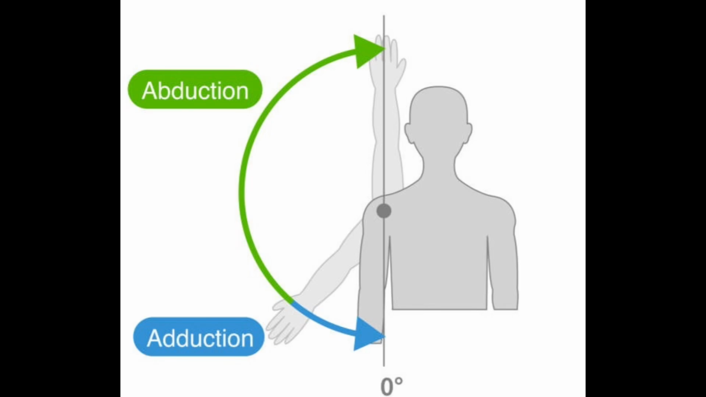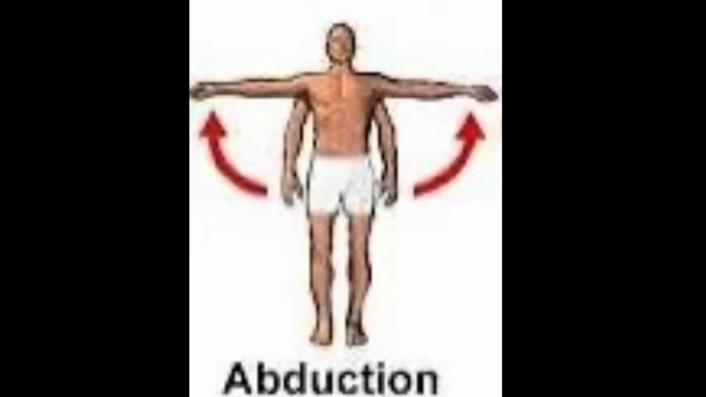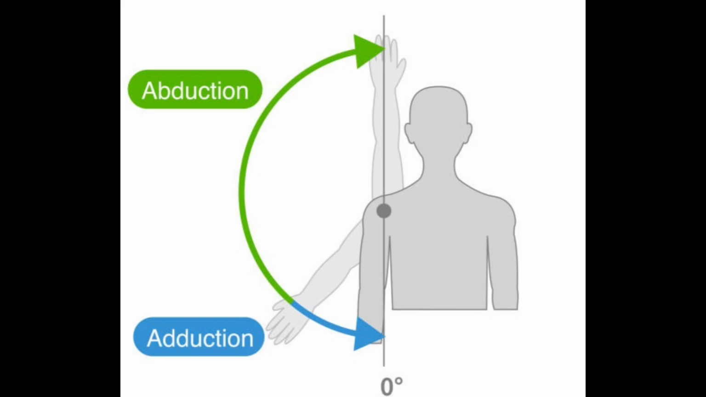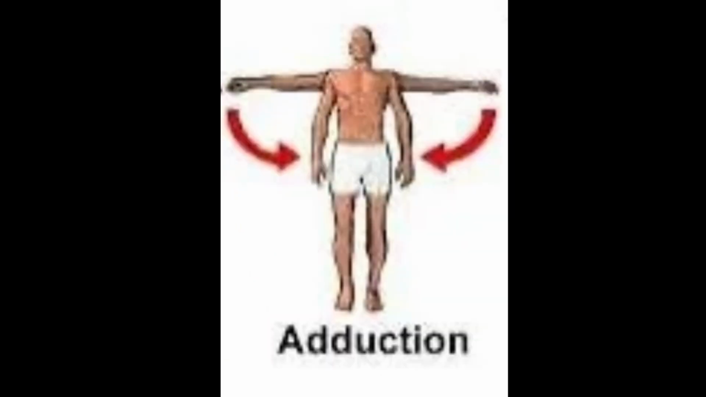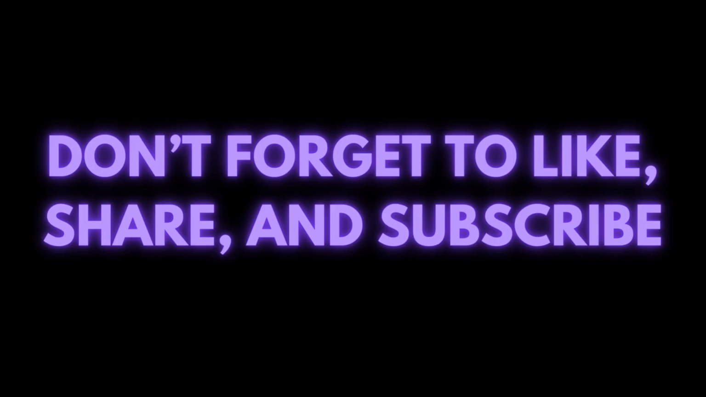Abduction is moving a body part away from the midline, like raising your arm sideways. Adduction is moving it back toward the midline. These terms make it easy to describe even complex movements in simple, universal language.